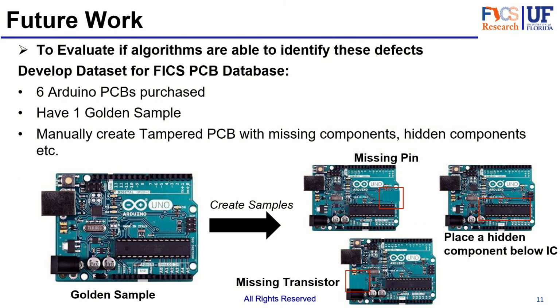As well as our future work, in order to evaluate if certain algorithms are able to identify certain defects, we want to use a dataset for the FICS PCB database using six different Arduino PCBs purchased, and create manually tampered PCBs by adding hidden components or removing components, changing pins, and have one golden sample that has nothing wrong with it, and see if we can use algorithms to find out what is wrong with the PCB.